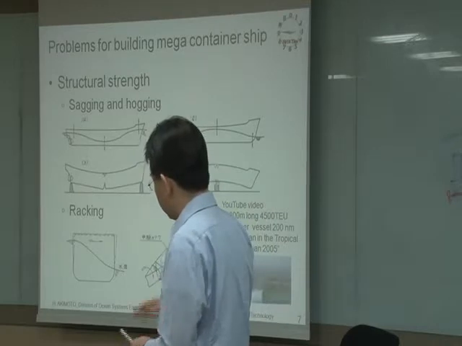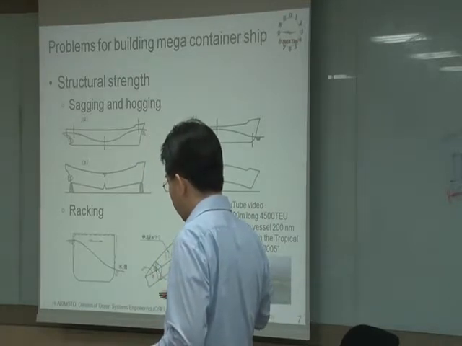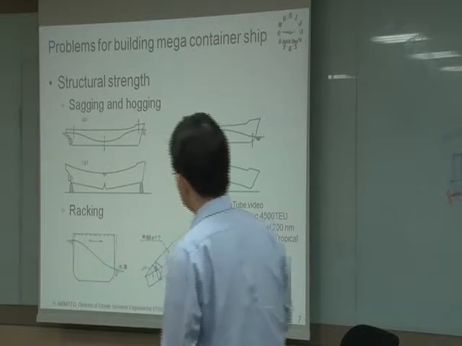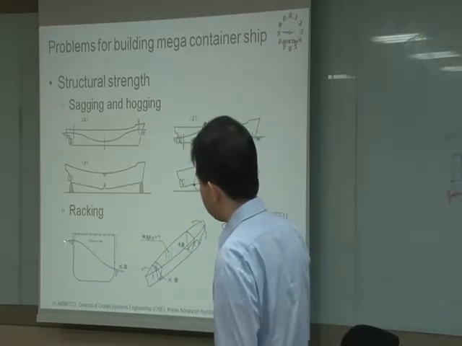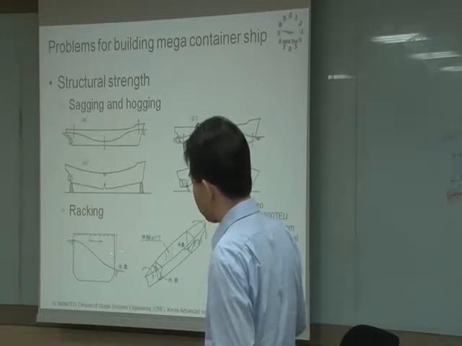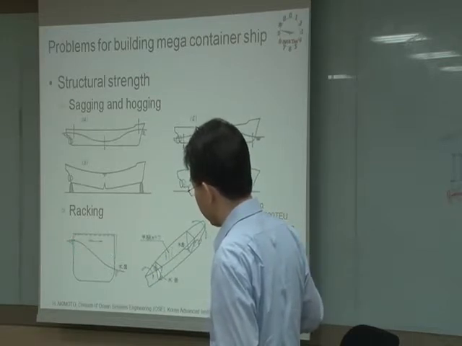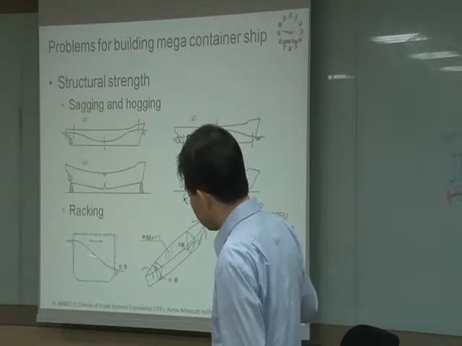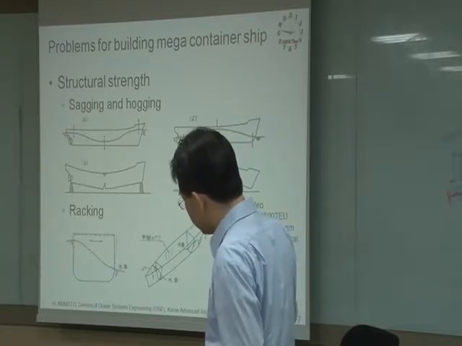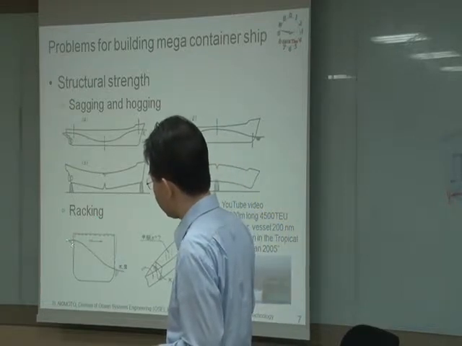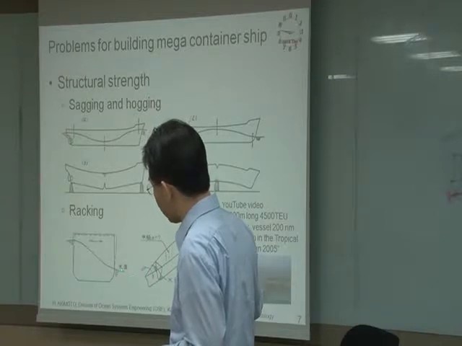Actually, a ship does not go straight to the wavefront. So the relative position of the wave and the ship is different in the forward part and the rear part. This picture indicates it has a higher water level on this side and it is lower on this side.